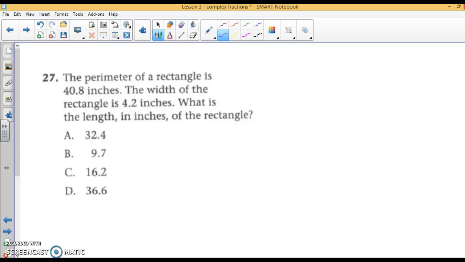All right, this says the perimeter of a rectangle is 40.8 inches. The width of the rectangle is 4.2 inches. What is the length of the rectangle? Well, what I would do is draw a rectangle. The perimeter, I'm going to write on the inside, is 40.8. So that's the whole way around, all 4 sides. The width is 4.2. So this is 4.2, this is 4.2.